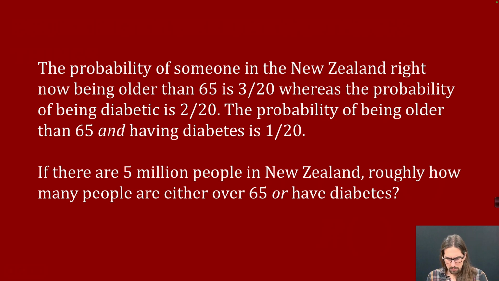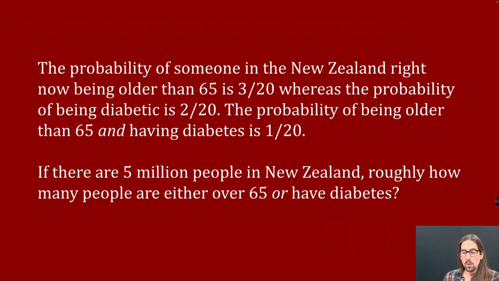Okay, so what this is asking about is, let's say that I've defined my population as everyone in New Zealand, and I'm defining a couple of probabilities. One is the probability of being older than 65. The other is the probability of being diabetic. And then the last one is the probability of being older than 65 and also having diabetes at the same time. So you need both of those.